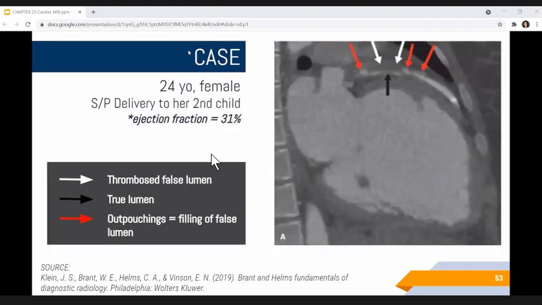Next case is a 24-year-old woman after giving birth to her second child. Image A is a longitudinal image through the proximal LAD showing soft tissue attenuation surrounding the vessel, corresponding to the thrombosed false lumen demarcated by the white arrows. This compresses the true lumen, marked by the black arrow. There are also a few areas of contrast outpouchings that represent persistent filling of the false lumen, marked by the red arrows. The left ventricle is severely dilated, consistent with the patient's ejection fraction of 31%.